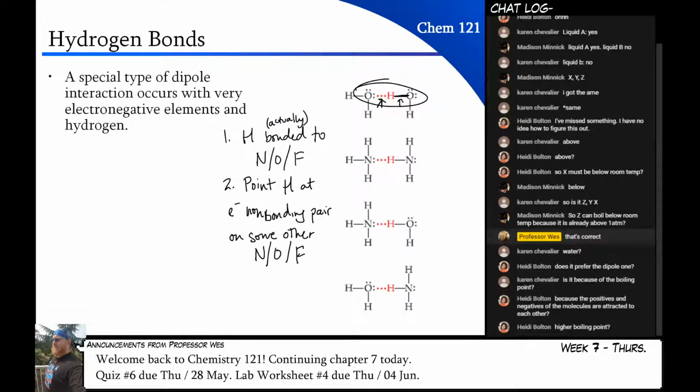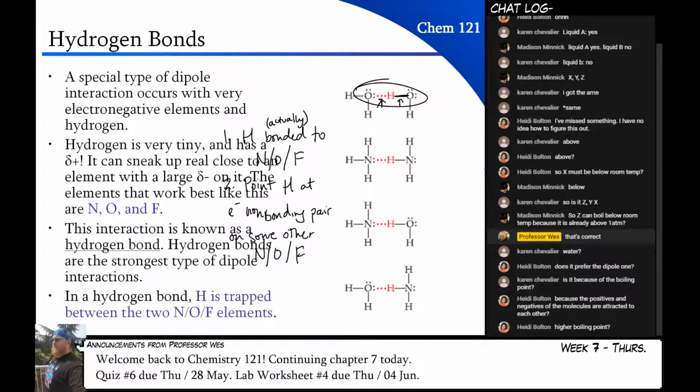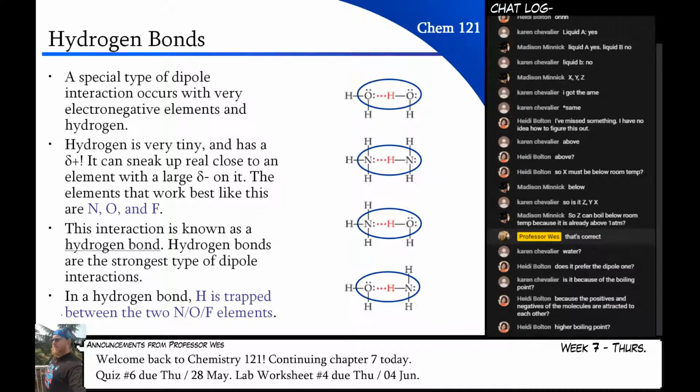On the slide, I have 4 different molecules, and each of these has a hydrogen bond in the circled area. Let me get rid of my text on the screen here. There you go. So each of the circled regions indicates a location where hydrogen is fulfilling the hydrogen bond. And every time we fulfill the 2 conditions: 1, is it bonded to an N, O, or F? 2, have I pointed it at the electron pair on an N, O, or an F? And you can see that that's happening over here.